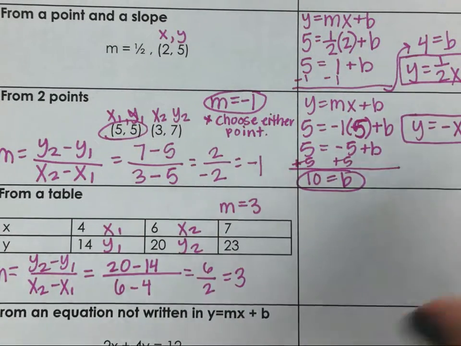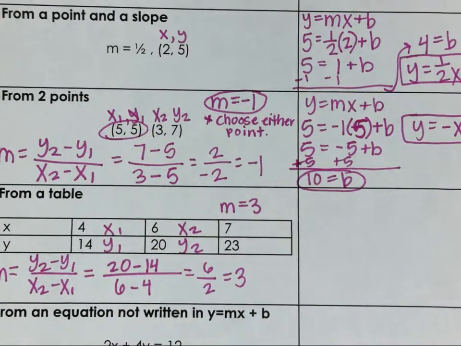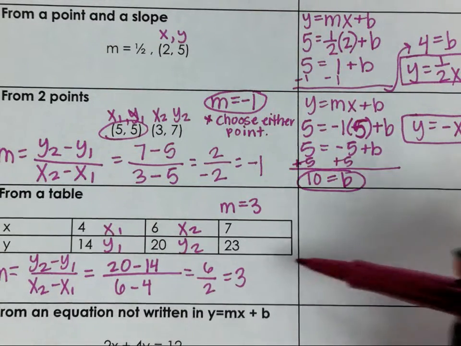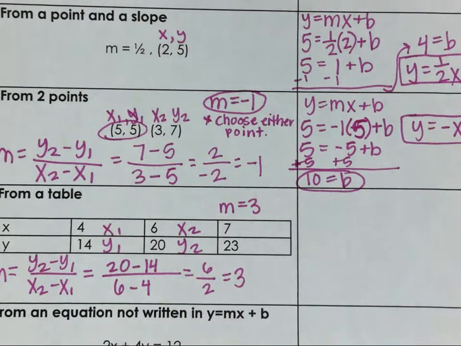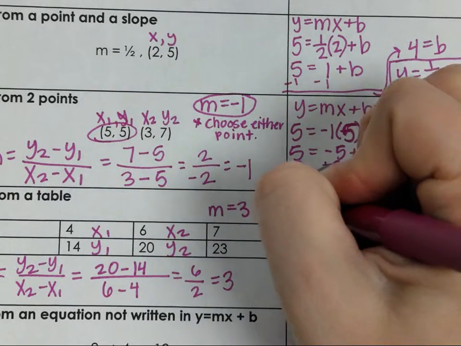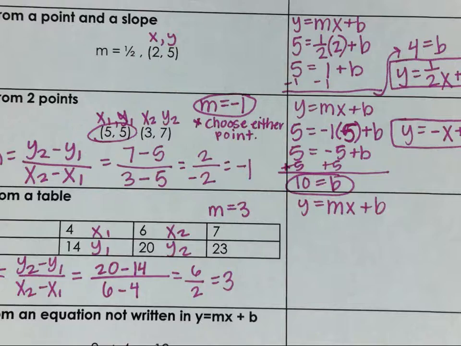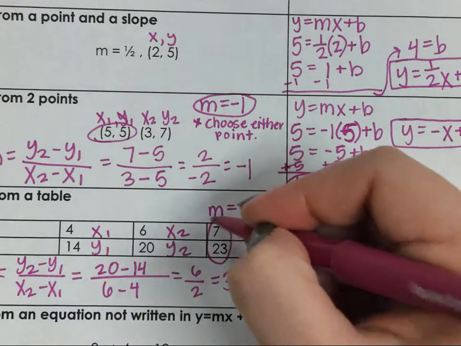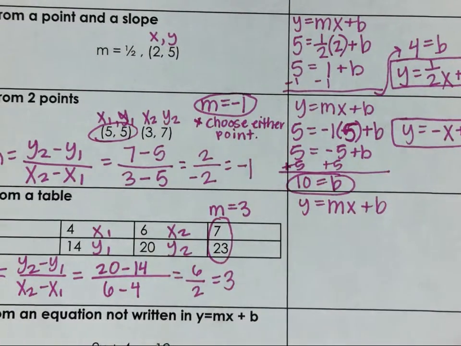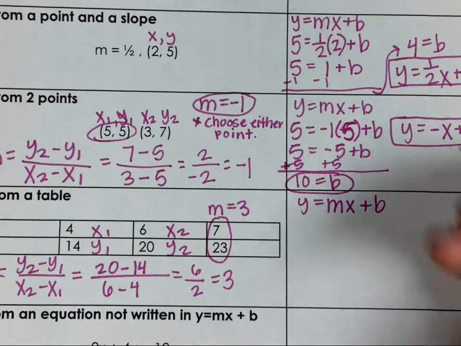Choose any point. So I can choose either one of these 3 points, and then I'm just going to plug x, y, and m into slope-intercept form. So which one do we want to use? 7 and 23? Okay. So we've got y equals mx plus b. So what is my y if I'm using this point right here? 23, isn't it?